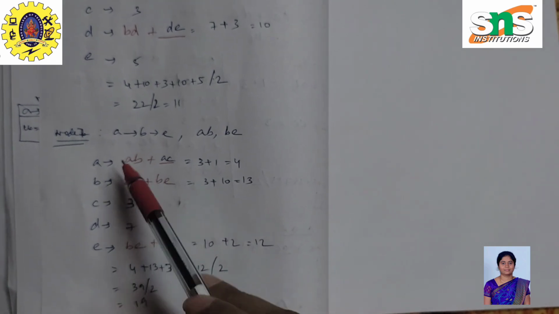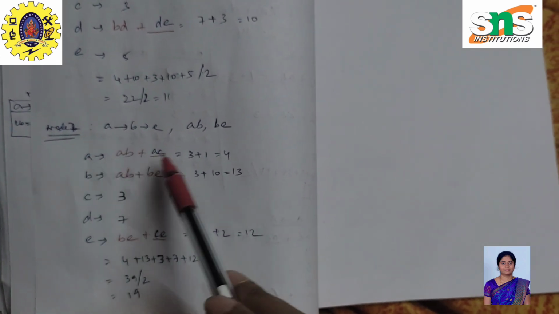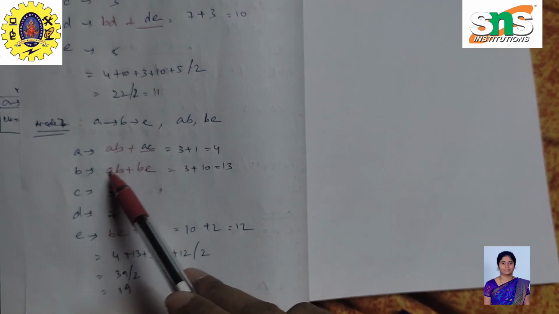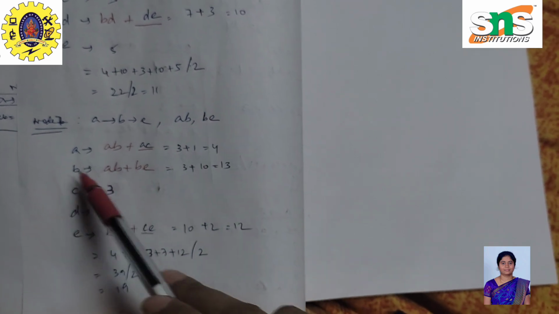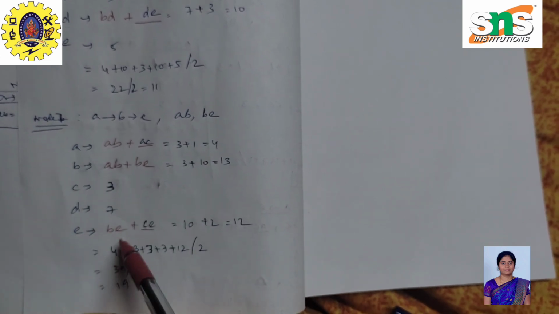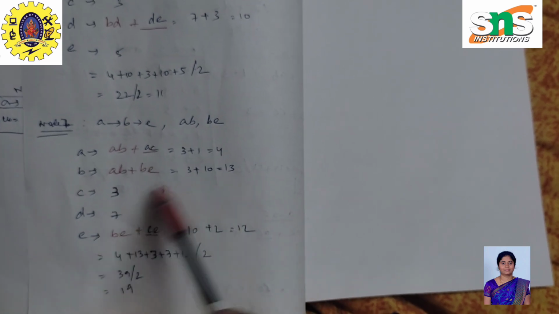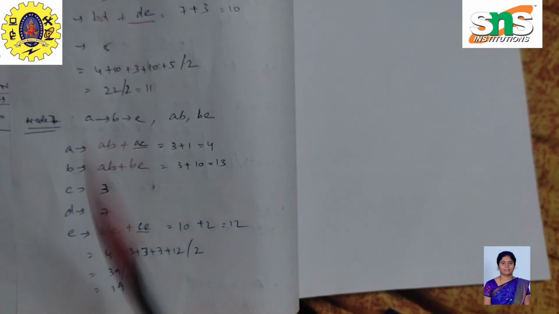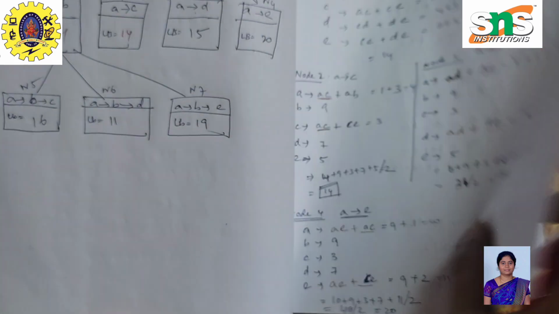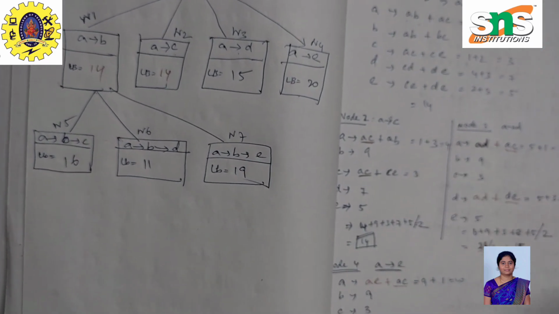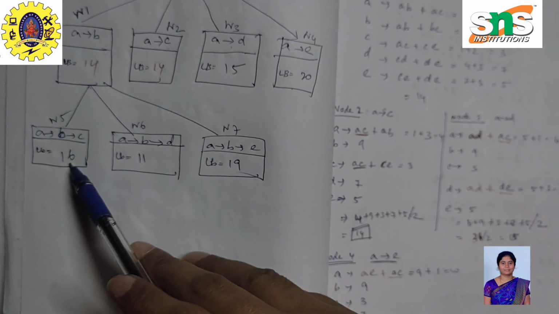11. And for node 7, so in the same way, for A we have AB, and for this one AB, and for BD, for B also we have written, and E also we have written. The next minimum value is found for this and this, and the values are substituted and we got answer 19. So these values are substituted in the state space tree. So from this minimum value is 11.